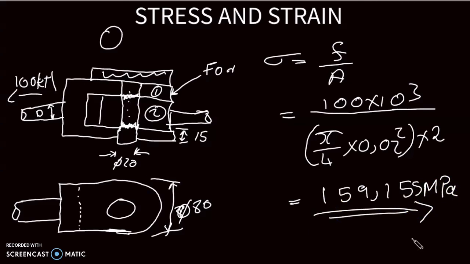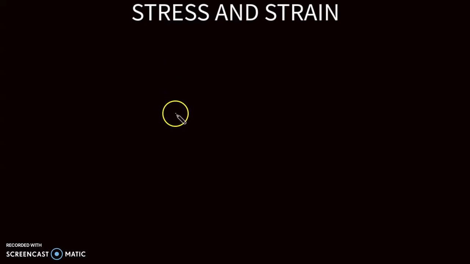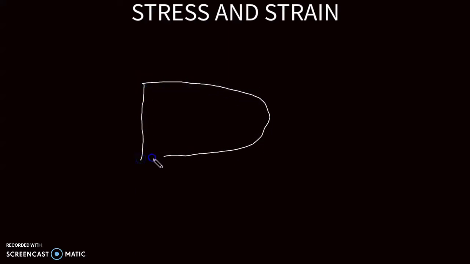And then we go to question number 3. Question number 3, they say the tensile stress in the fork of the coupling. So we are having a situation like this. We're having the fork. This is the top view of the fork. There is a pin here.